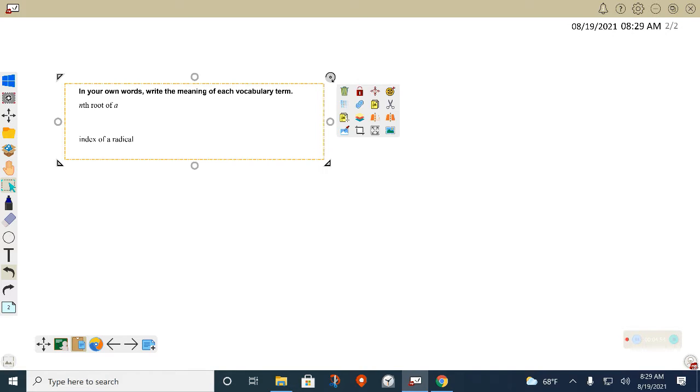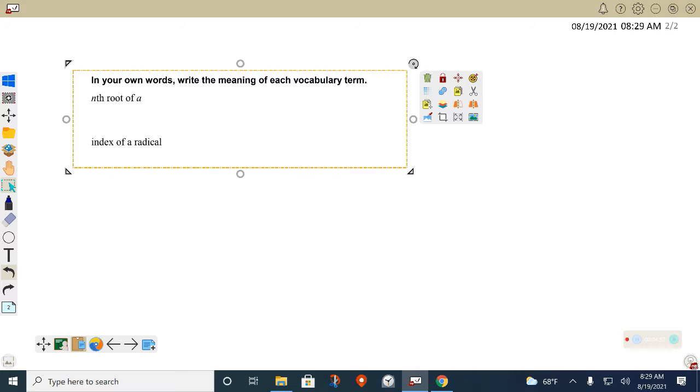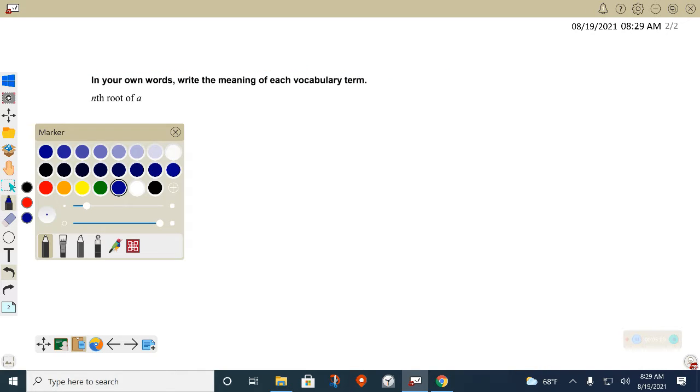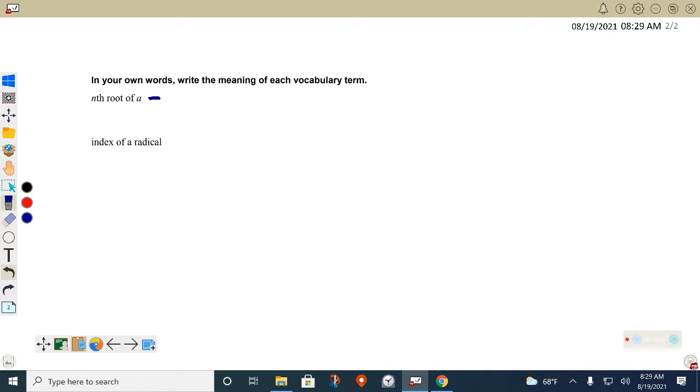The nth root of a. Okay, here we go. So on your notes, you're going to write this down with me. All right. The nth root of a is equal to a to the 1 over nth power.